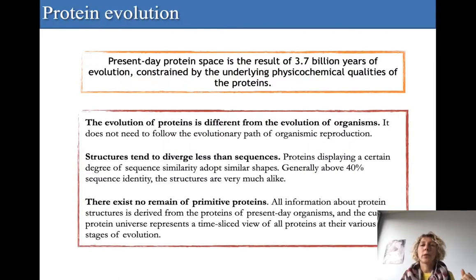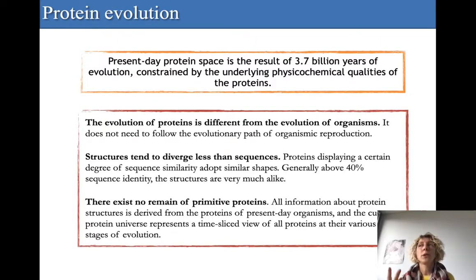So now let's go back through time. Present-day protein space is the result of 3.7 billion years of evolution constrained by the underlying physico-chemical qualities of the protein. So there are 3 things that you should keep in mind. The evolution of proteins is not the same as the evolution of organisms. Also, structures tend to diverge less than sequences.